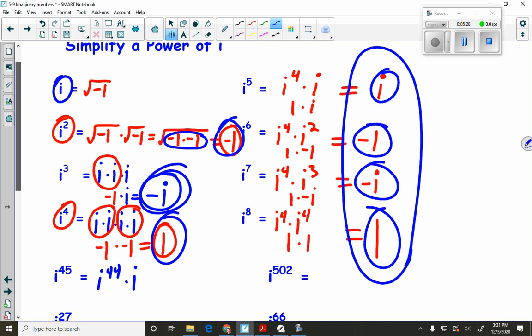Well, that means any power of 4, whether it's i to the 4, i to the 8, i to the 12, i to the 16, they're all 1s. 1 times 1, 1 times 1 times 1. And so this i to the 44 is just a 1. So 1 times i, you can simplify that i to the 45 as just a single i.